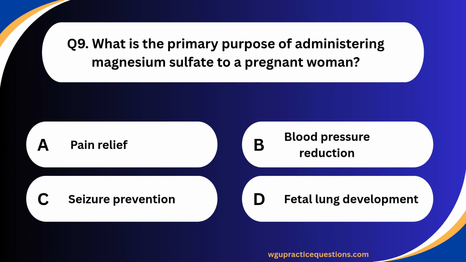Question 9. What is the primary purpose of administering magnesium sulfate to a pregnant woman? A. Pain relief. B. Blood pressure reduction. C. Seizure prevention. D. Fetal lung development. Which one is the correct answer?